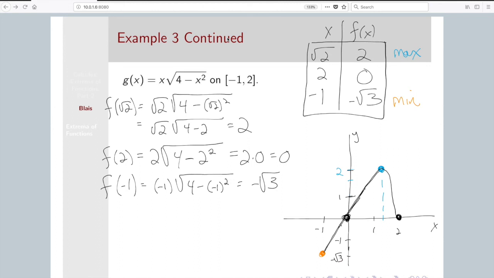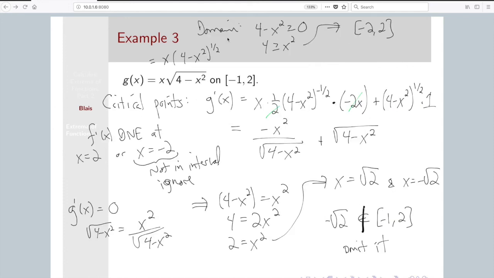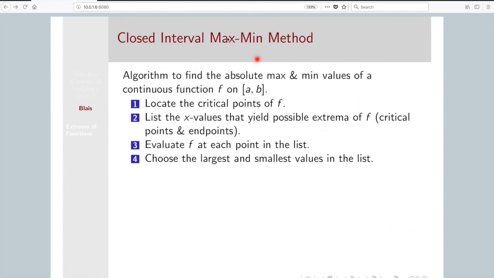Again, this is a very standard approach to these types of problems. If you follow this method, finding the max and the min values of a function that's continuous on a closed interval AB, this will always work. Find the critical points, which means where does the derivative equal 0 and where does it not exist. Throw those x values into a list, add the endpoints to that list, evaluate the function at each point in the list, pick the biggest, pick the smallest.